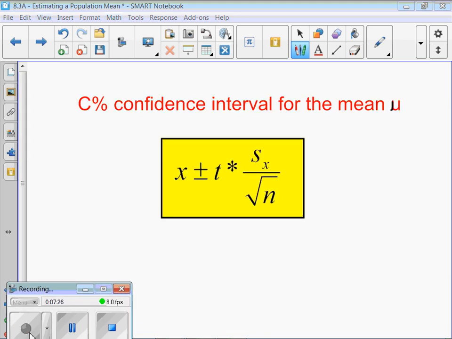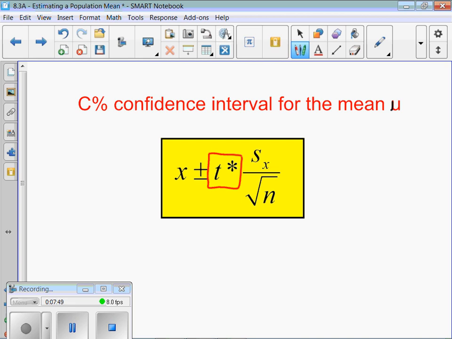All right. So most of the time, we do not know sigma. If we don't know sigma, we replace this with S of x. Guess what else changes? This right here. We're no longer using z star. We're using t star. Okay? It's a different distribution.